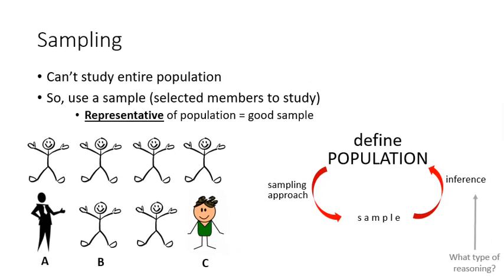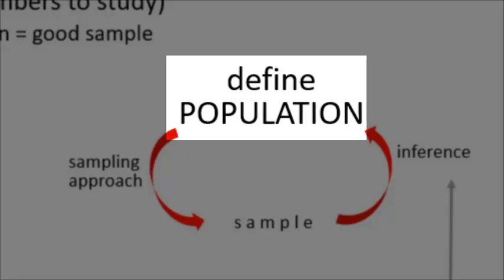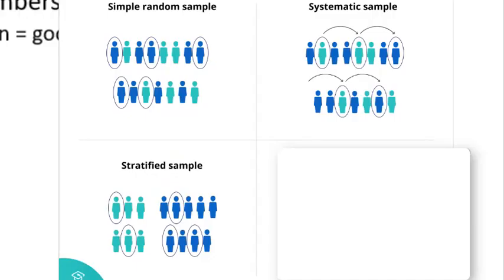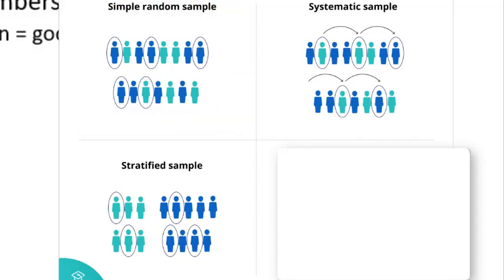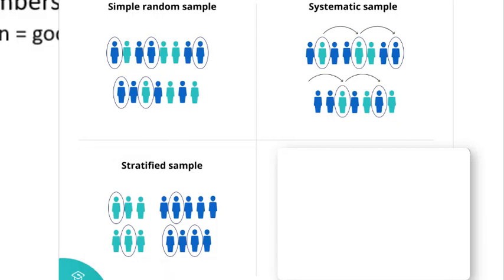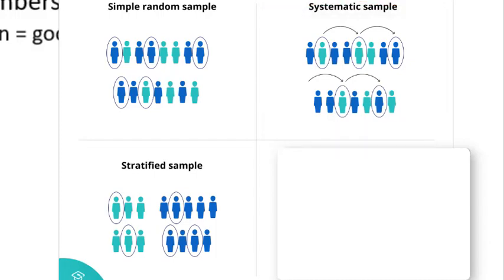So you start by defining the population you're interested in. Then you use an approach to select a representative sample. You could just pull names out of a hat, randomly selecting your sample. Or you could make sure that you have certain groups represented. You could make sure you skip nearby individuals to increase the range in time or space of your sample.